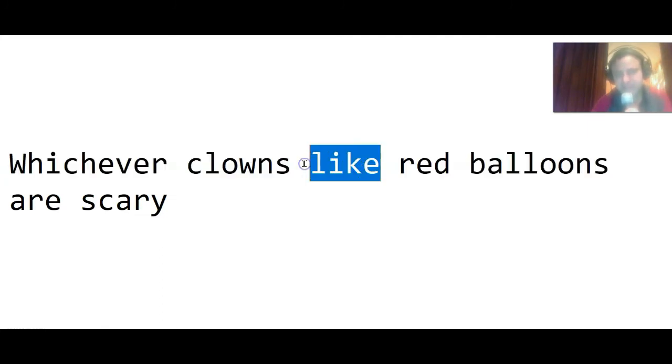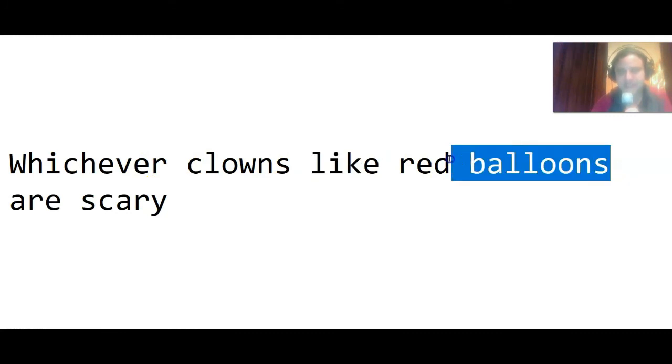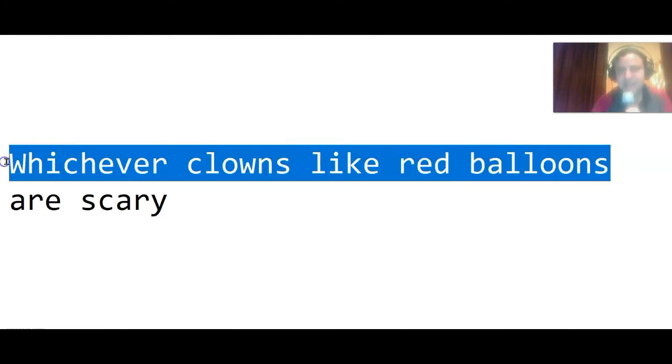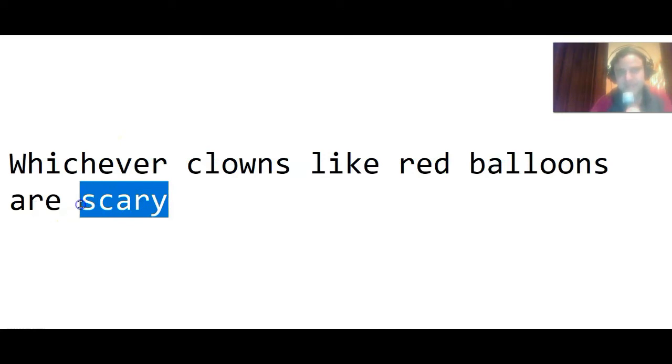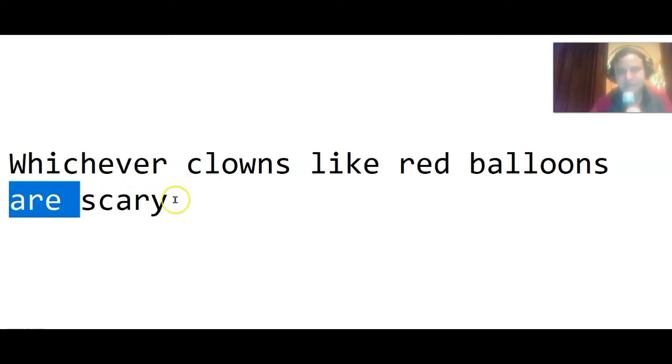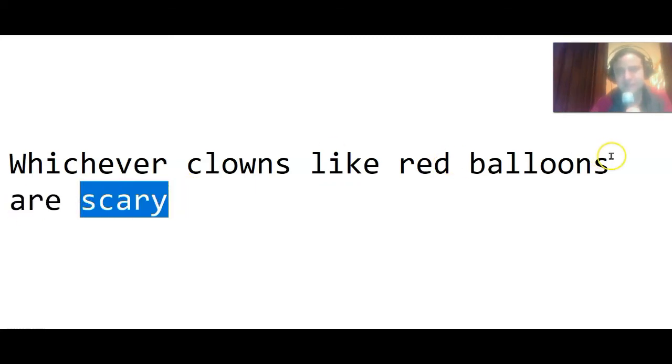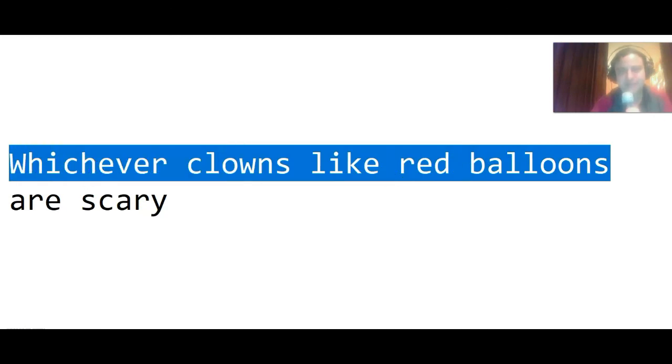Don't get confused by the position of this verb. Whichever clowns like red balloons is not a sentence. It is not an independent clause. It is a dependent clause, and it functions as a noun. The verb here, which connects the subject, is are, and then scary. Scary is like an adjective.